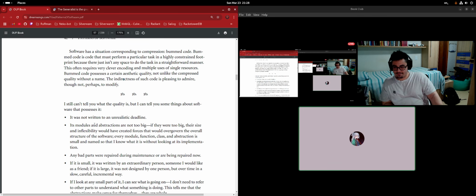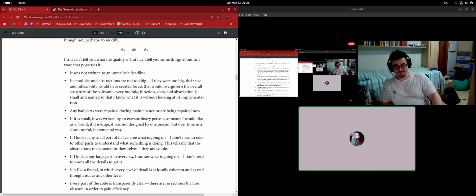It's like you found a tiny little piece of the truth of the universe manifested in a small section of code. Exactly. So I can tell you some things about software that possesses it.